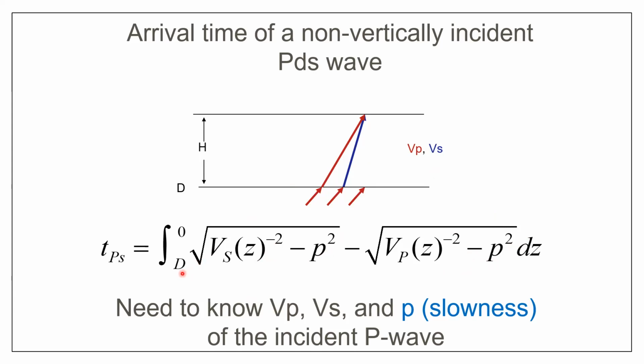So for this purpose, to find out the travel time of the P2S converted phases, you will have to integrate the travel path from D to 0 of under root of 1 by Vs square minus p square, that is the ray parameter, minus under root of 1 by Vp square minus p square, into dz. So in this case, you will have to know the velocity of the P wave, the velocity of the S wave, and also the value of p, that is the ray parameter of the incident P wave.